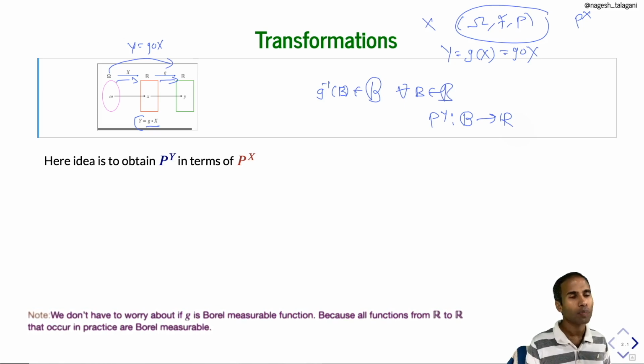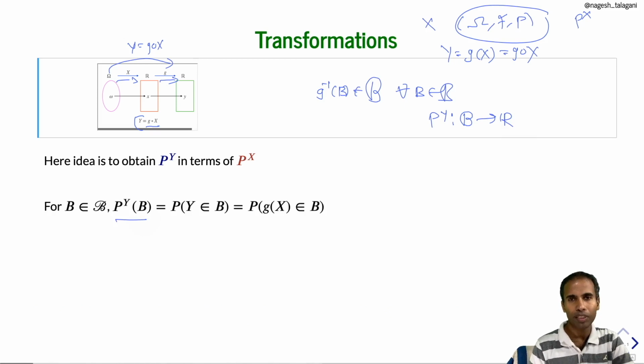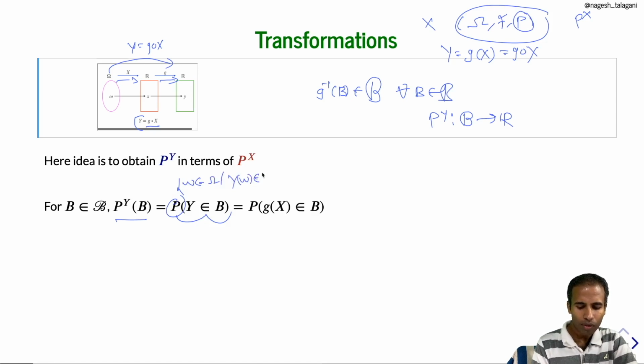So, for any Borel set B, P_Y of B means what? Probability of Y belongs to B. Here, this P is this P. Y belongs to B is an event in script F, consisting of outcomes in Omega for which Y of omega belongs to B. This belongs to script F as Y is a random variable on this space.